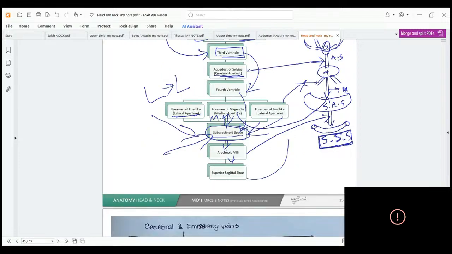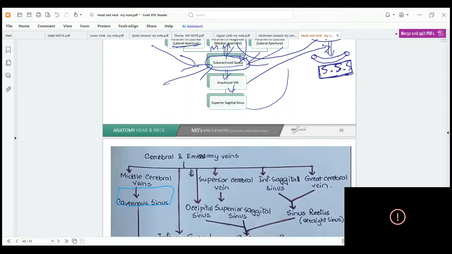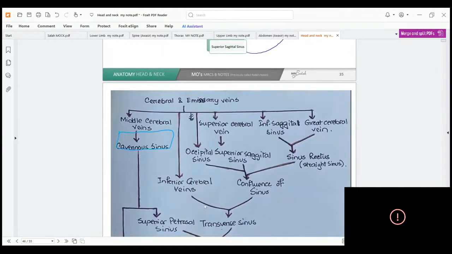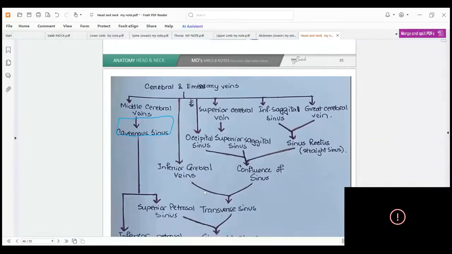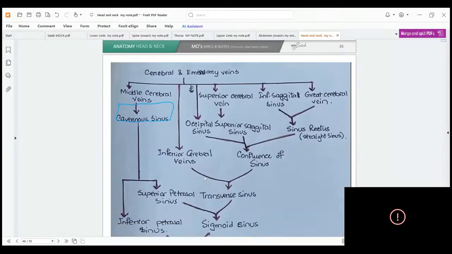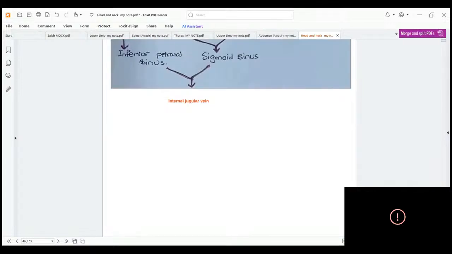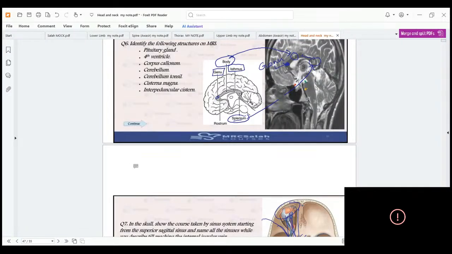Then from the superior sagittal sinus, they will come. Genu, body, splenium.